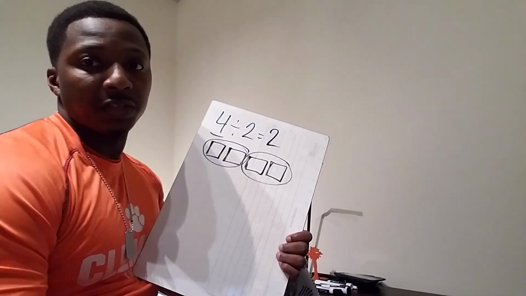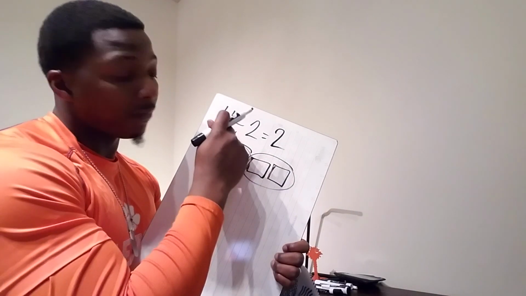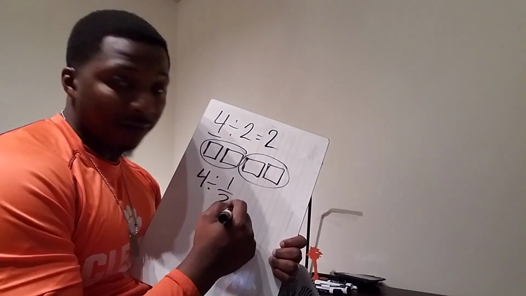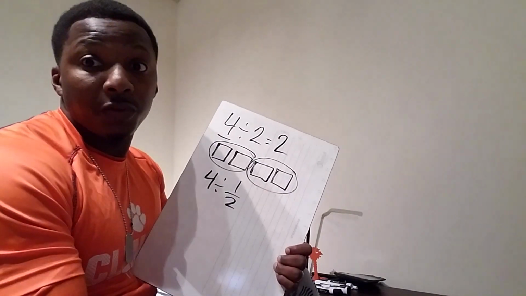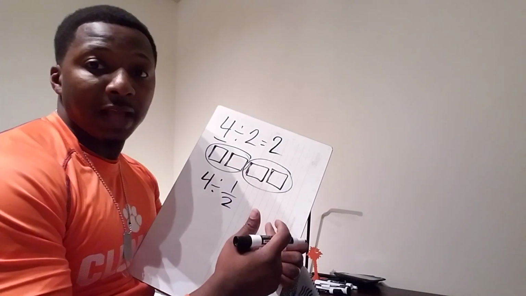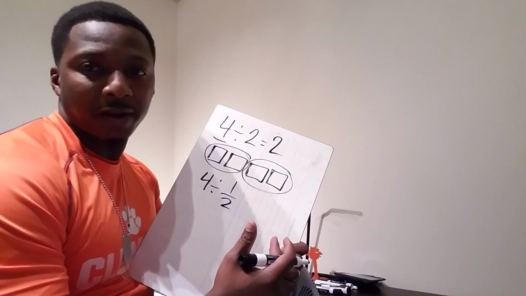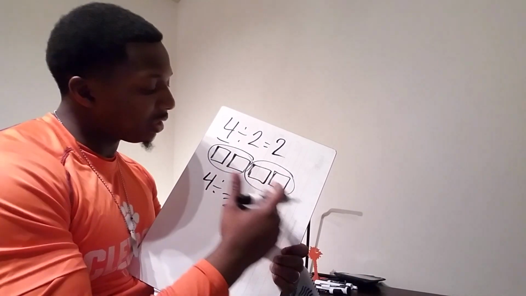I'm going to slide up just a little bit so you can see. And we'll change that. Instead of 4 divided by 2, we'll change it to 4 divided by 1/2, right? Not wholes, but half. So why don't we do it this way? So 4 divided by 1/2, well, the question is, how do we do that? Like, how do I draw halves, Mr. Barron? Well, it's simple. We'll take the same idea that we had in the beginning.